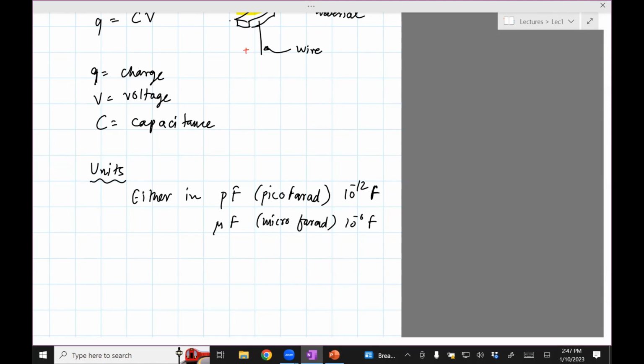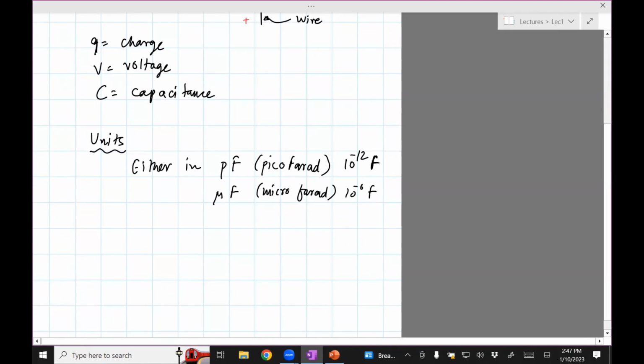So how do you read the capacitance of a capacitor? When you buy a capacitor, some of them look like this.